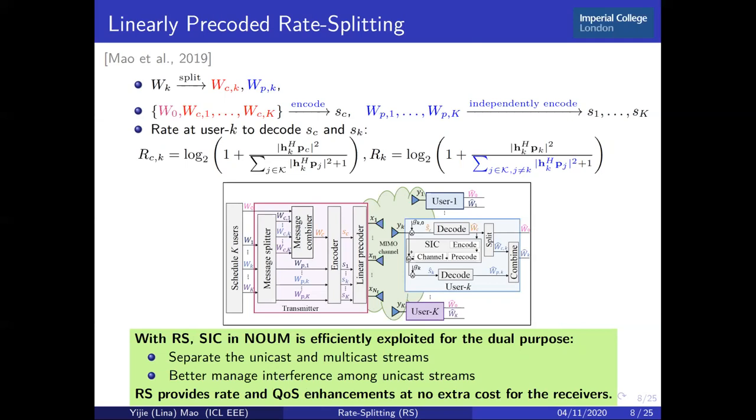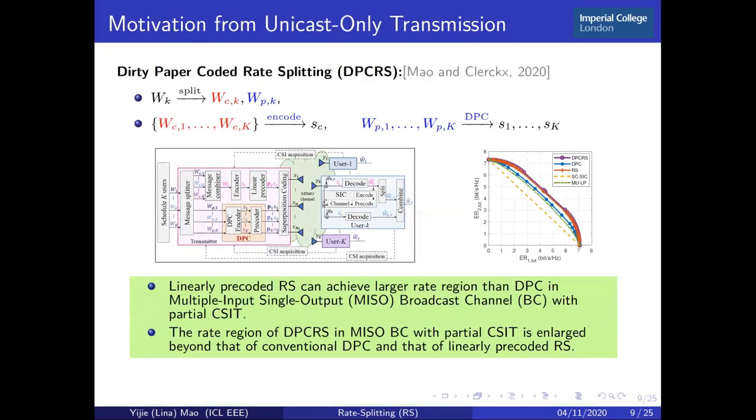We have shown in our previous work that such linearly precoded rate splitting scheme outperforms conventional multi-user linear precoding, and most importantly, such scheme does not require any extra SIC at the receiver side. Only a single layer of SIC is needed. Another motivation to the work that I'm going to present today is from our previous work for unicast-only transmission.